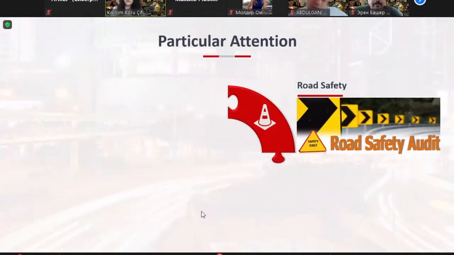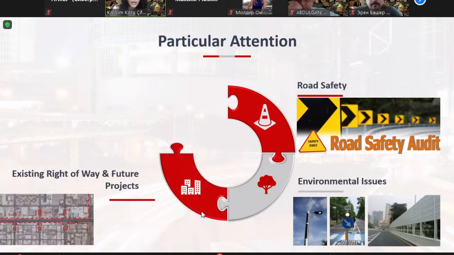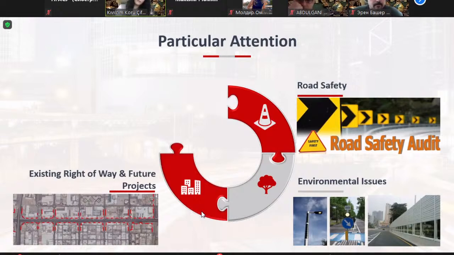While we are generating these design alternatives, we paid particular attention to a couple of variables. First of all, we pay attention to road safety, with a road safety audit carried out, environmental issues taken care of, and existing right-of-way and future projects. As you see, this is not a new alignment. This is an upgradation of the existing road.